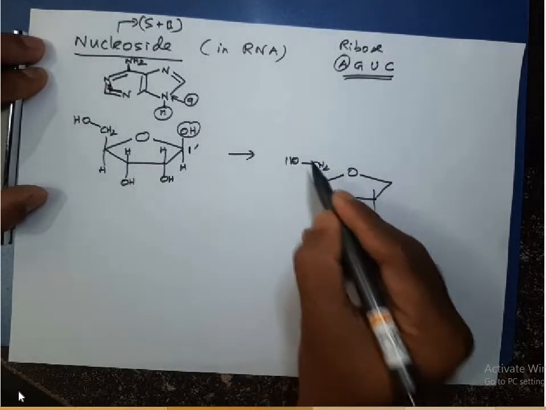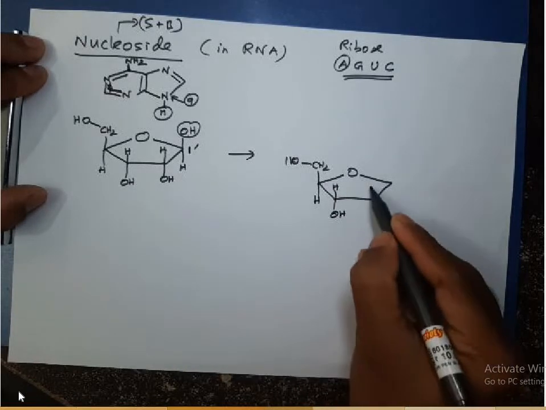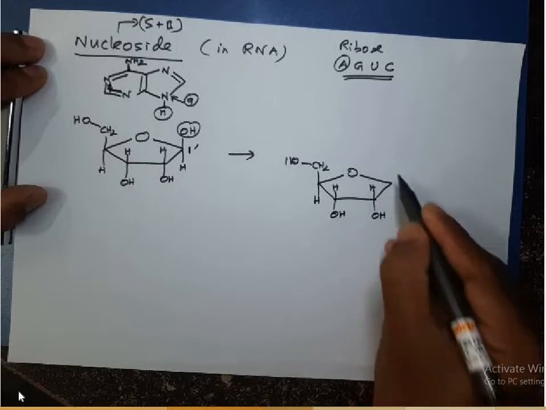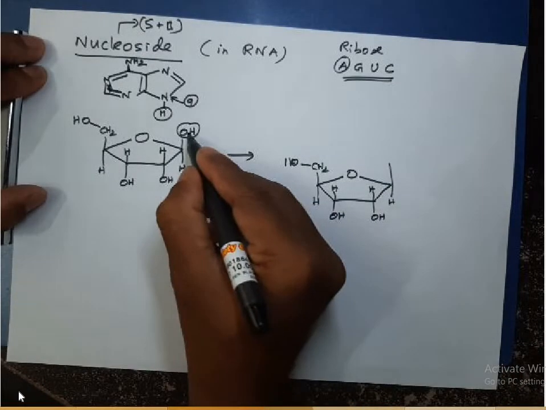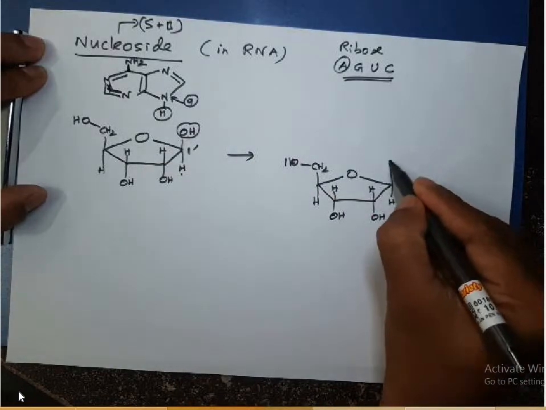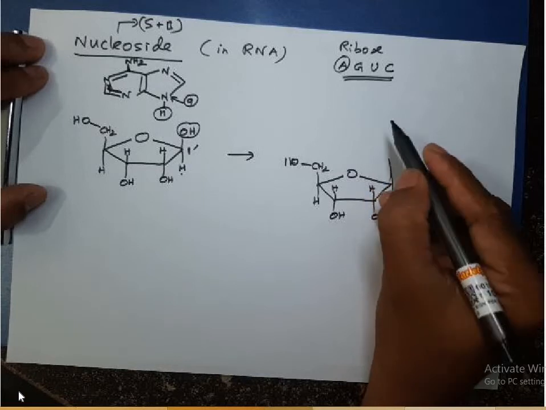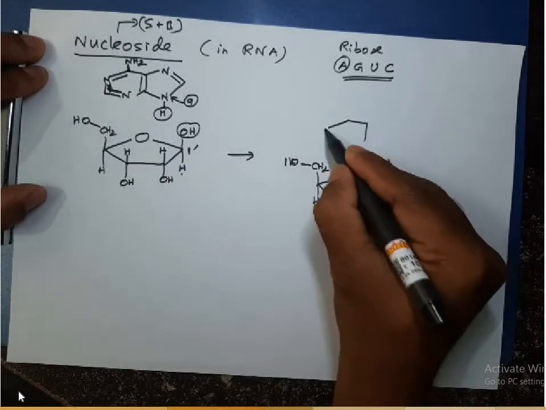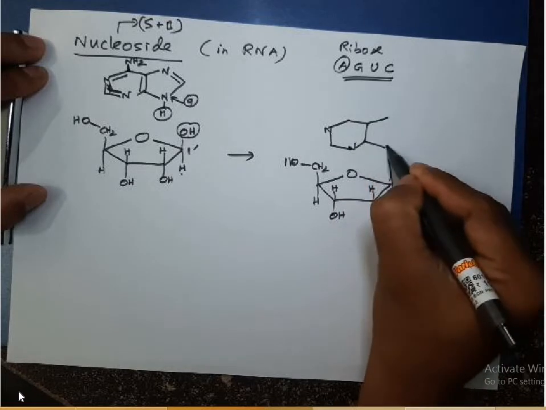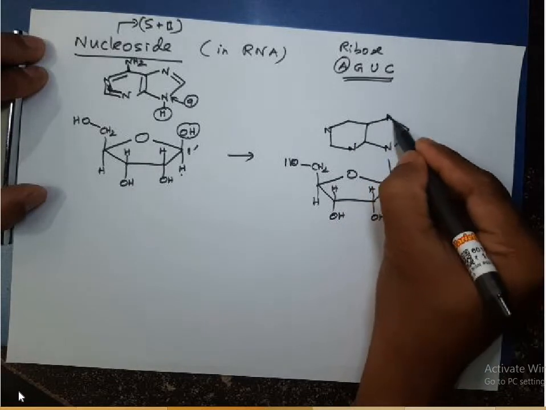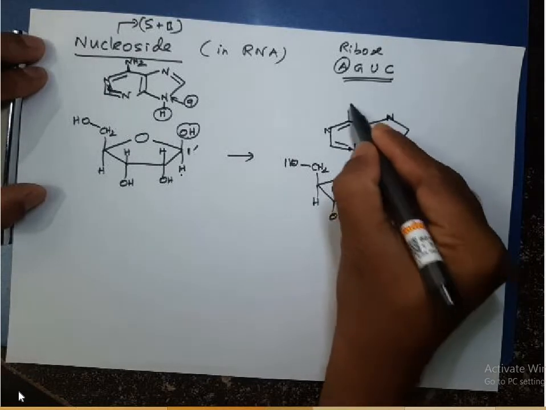I'll keep all other carbon as such. CH2OH, H, OH, OH. I'll keep all the carbon as such. Here, this hydrogen I'll keep as such. I'm going to remove this OH and hydrogen, and I'm going to connect this to the nitrogen. So let me draw like this. Here we have a 6-membered ring, and here we have a 5-membered ring. Nitrogen. Let me keep all this as such.